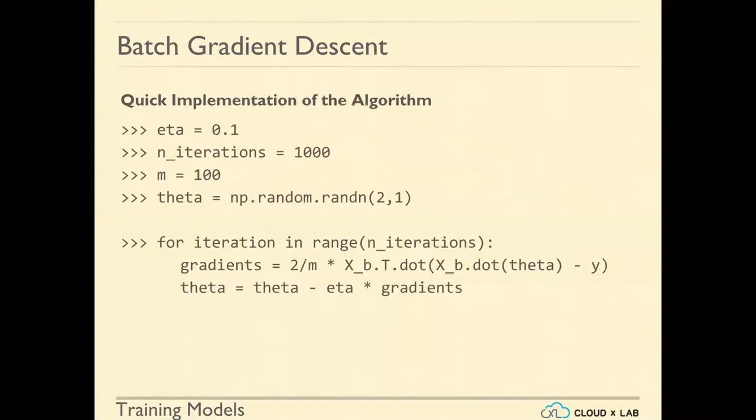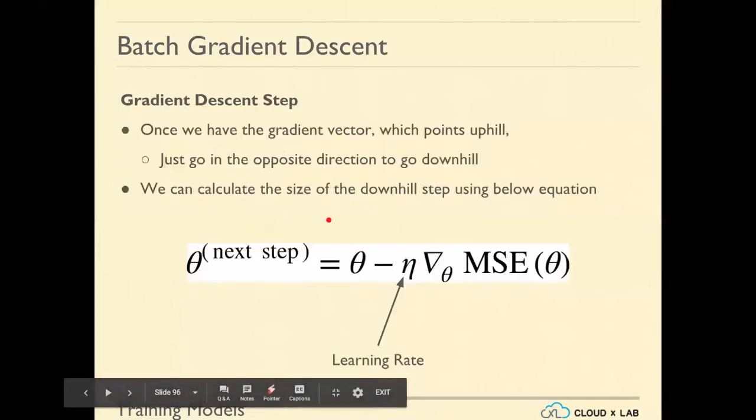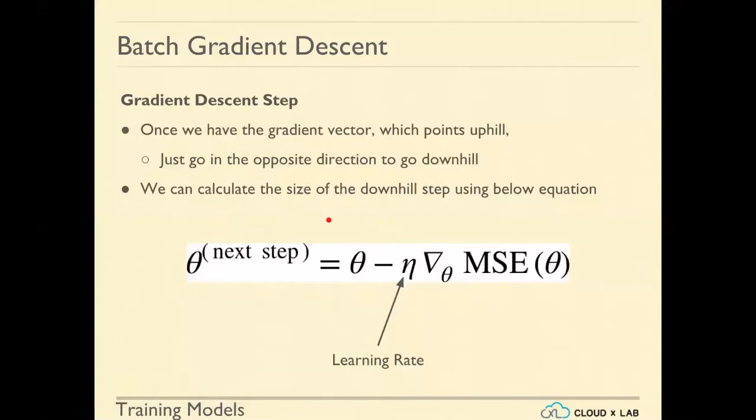So this is a quick implementation of the same thing, where we take some number of iterations. Again, every time theta will go down or go up based on how the error is going. There's no definite way of saying that we are done.